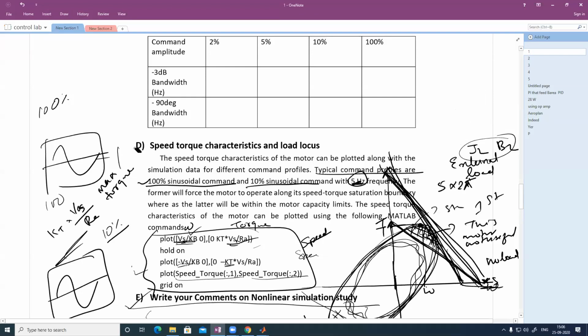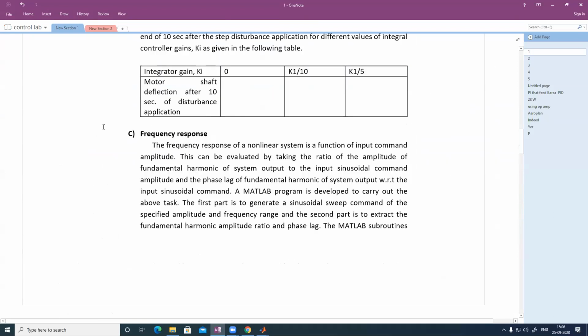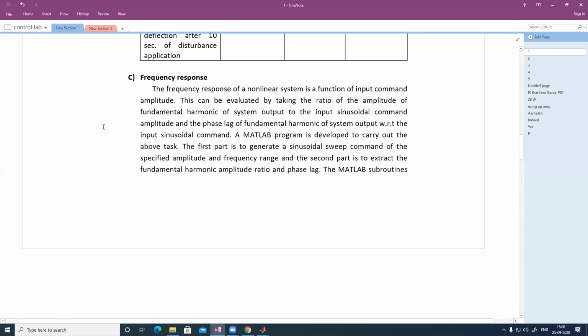So the C part is frequency response analysis. Sir, what was the meaning of 100% and 10%? That is our requirement only. That is taken for the input, no?